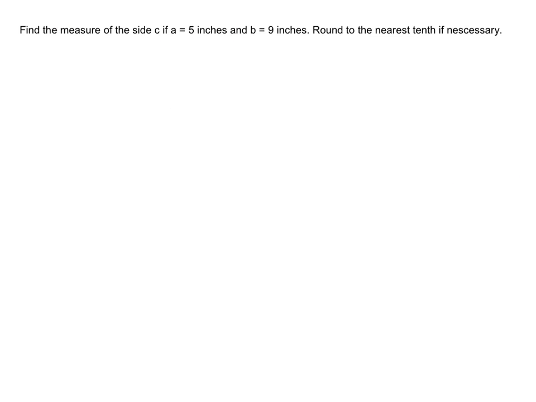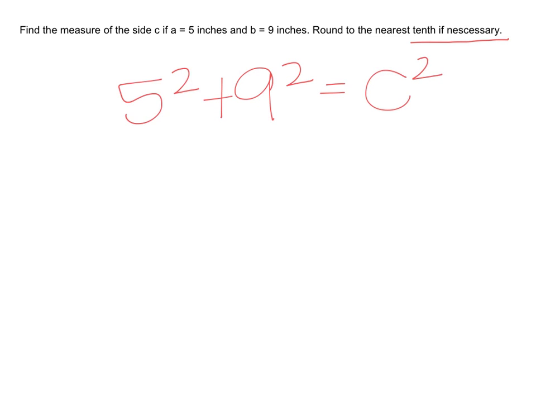So let's take a look at this one. It says find the measure of side C if A equals 5 inches and B equals 9 inches. Round to the nearest tenth if necessary. Make sure you read the directions tonight to know where you round. So if you need to make a picture, that's great. If you don't, that's fine as well. So I'm actually just going to plug in right away, and I'm going to go 5 squared plus 9 squared equals C squared. So go ahead, pause the video, and finish it on your own.